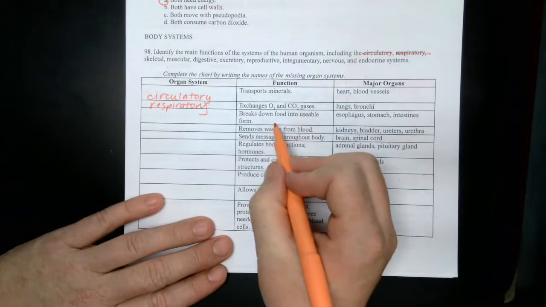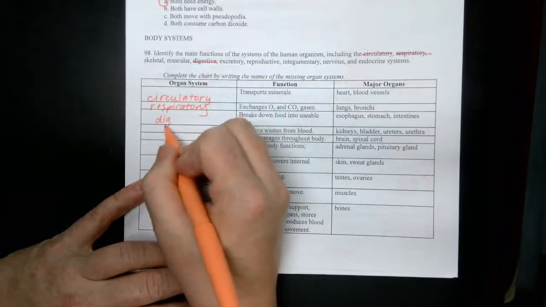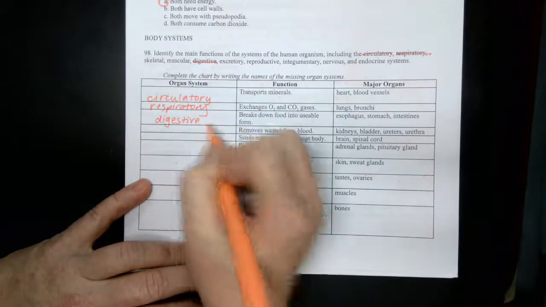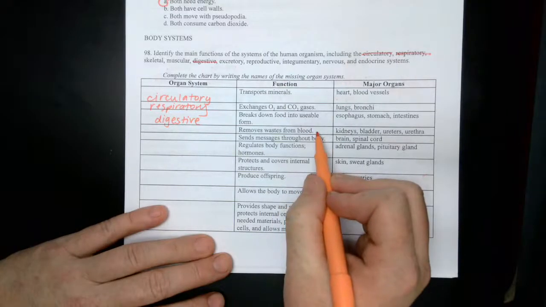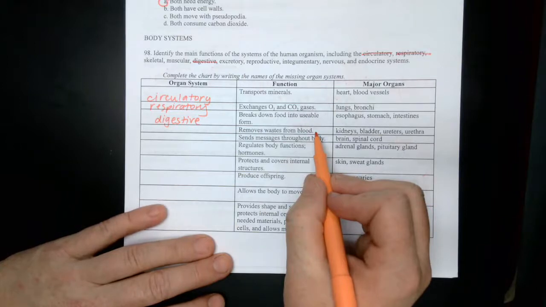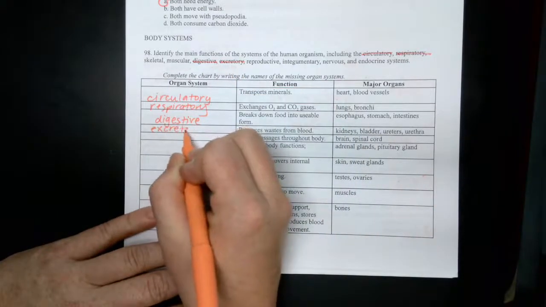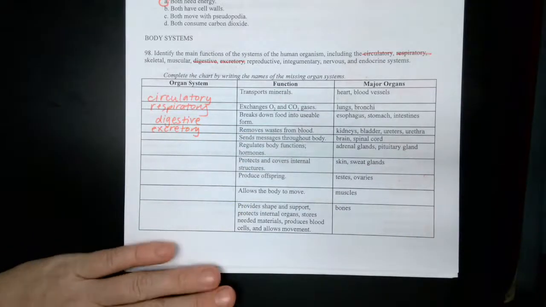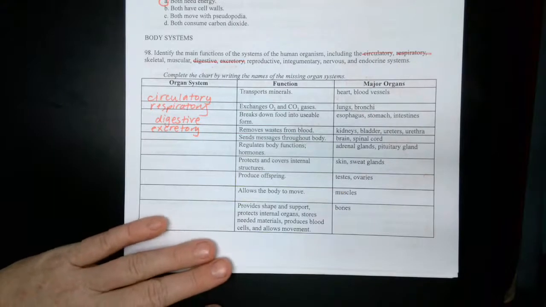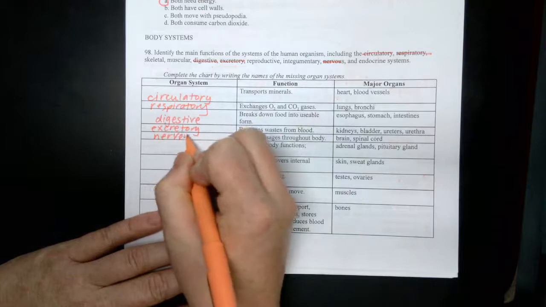Breaking down food into usable form, your esophagus, your stomach, your intestines. That is your digestive system. To remove waste from your blood, like your kidneys, bladder, your urethra, that is your excretory system. To excrete means to get rid of. So we excrete waste. To send messages throughout our body, our brain, our spinal cord, those are part of the nervous system. Think stimulus and response.